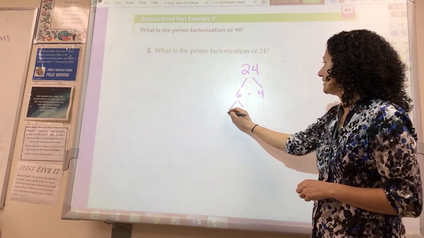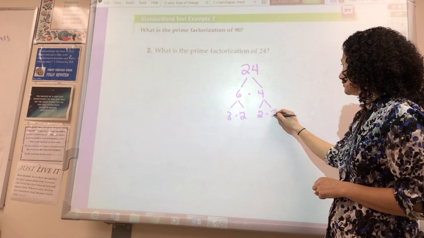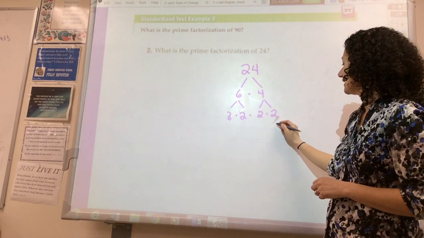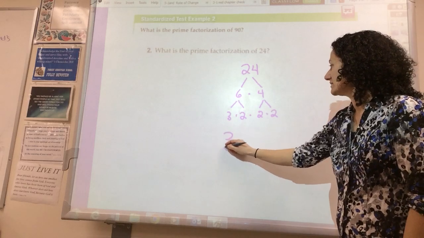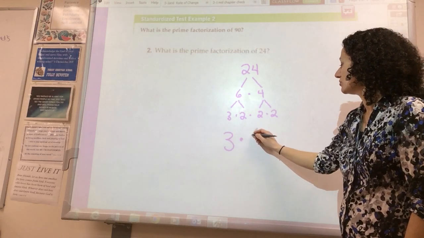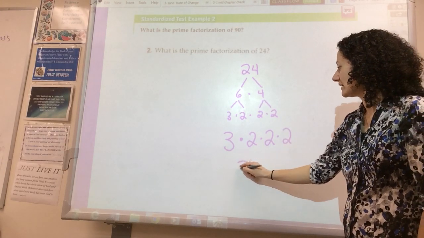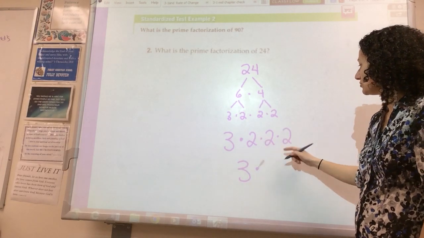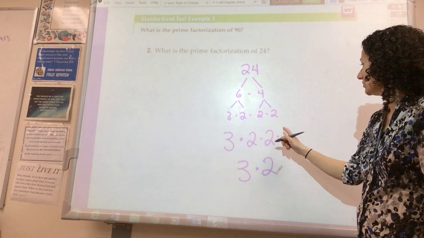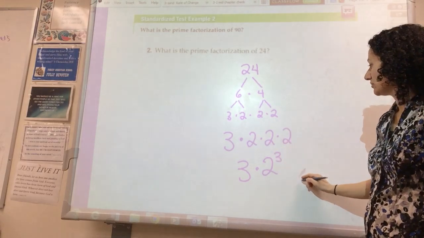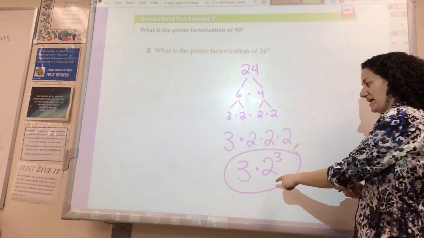Okay, keep branching. 3 times 2 is 6. 2 times 2 is 4. Add my times there. Now I have all prime numbers. And my final result is 3 times 2 times 2 times 2. Or I can write that using exponents since I have multiple factors. That would be 3 times 2, and since there are 3 2's, I would write 2 to the power of 3. Did you get this?